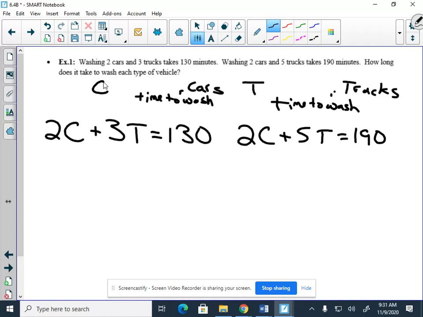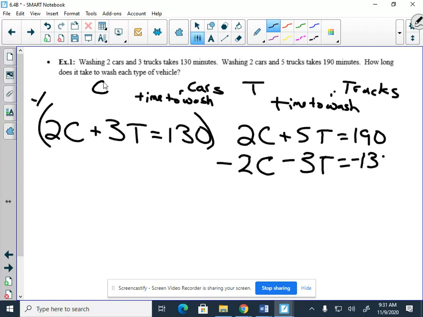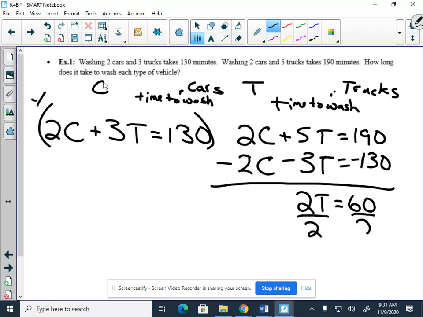Now, we've been using the elimination method, so I'm going to take this one. We can see that 2 of them match up almost right now, the 2C. But I want to take it times a -1. In doing that, it makes this -2C, but it makes this -3T, and it makes this -130. Now we can subtract that, and we eliminate the C's. 5T minus 3T is 2T. 190 minus 130 is 60. T is 30. What does that mean? It's 30 minutes to wash a truck.